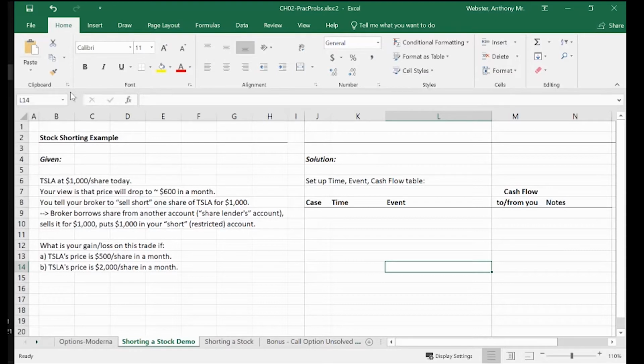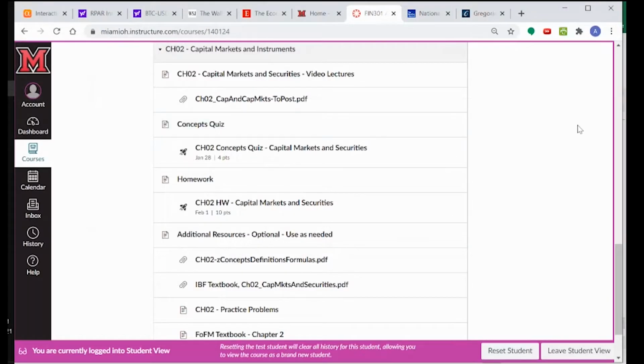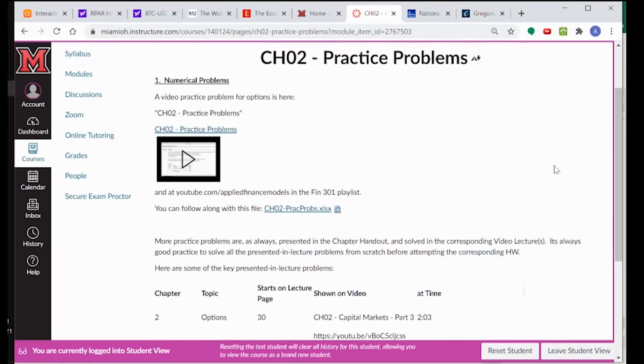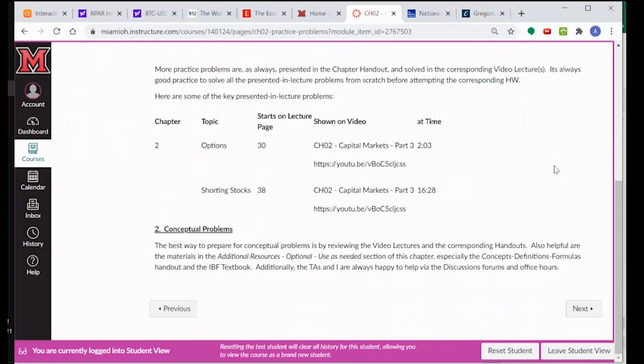But I just want to give you a quick reminder that in this class, we're not going to just have numerical problems, we're also going to have conceptual problems. And the place to go for understanding conceptual problems, as shown here in each of the practice problems pages, is to review the video lectures, the corresponding handouts, and then also take a look at the concepts, definitions, formulas handout. And you can also look at the two textbooks and, of course, speak to the TAs and myself on the discussion forums and during our office hours.